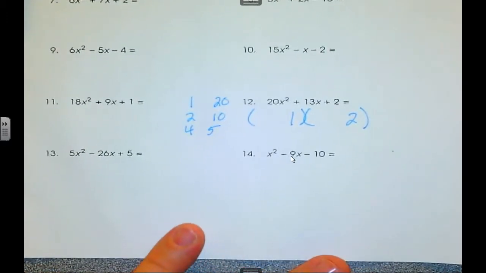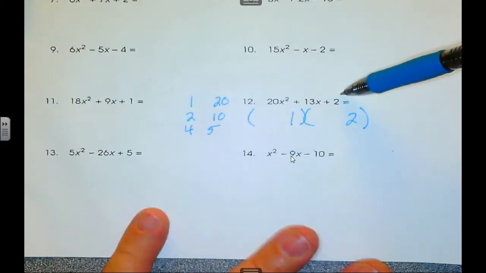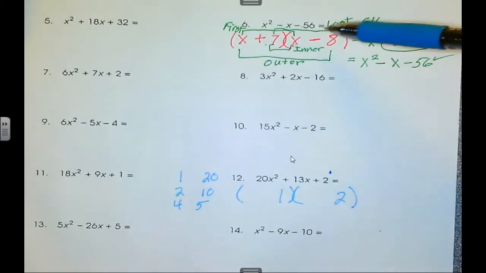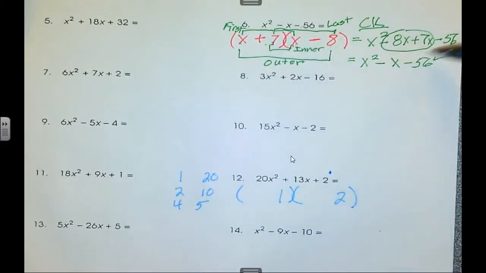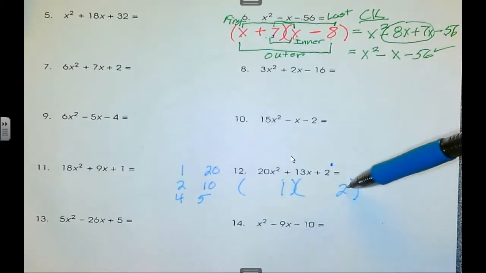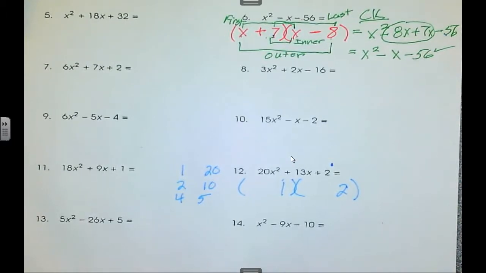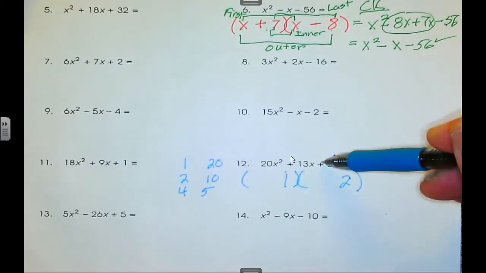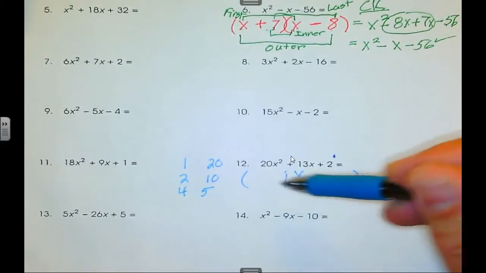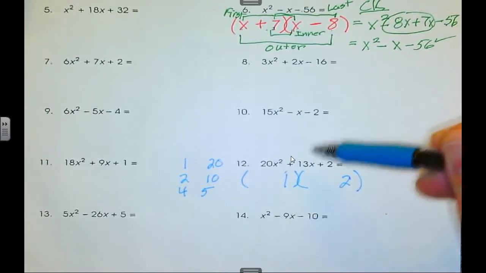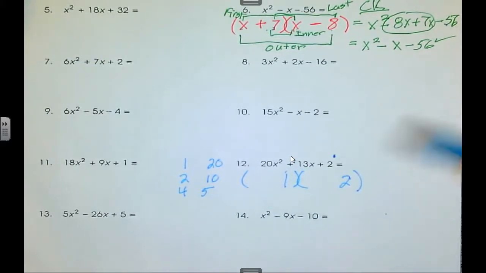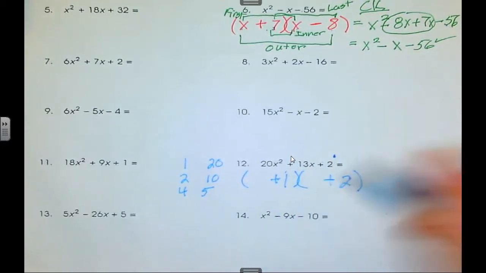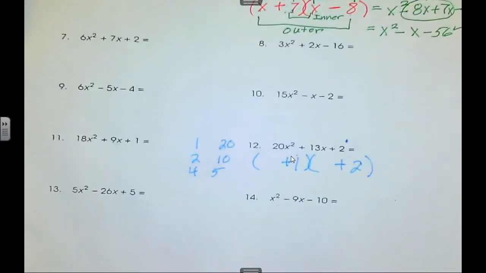Hopefully, because 2 is a prime number. Those are the only numbers that multiply to get 2. Remember, that's the last. 7 times negative 8 is negative 56. 1 times 2 is 2. I can't get 2 any other way. Now, let's fill in what we can. I know that this is a positive 2, so it's either positive, positive, or negative, negative. But they're going to add up to positive 13, so they both have to be positive. That kind of helps us.